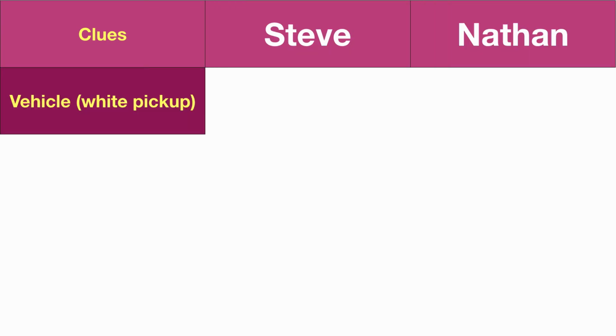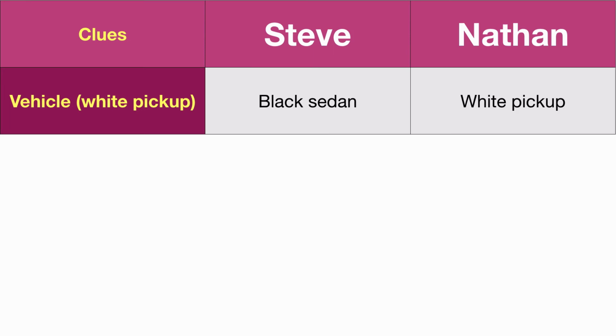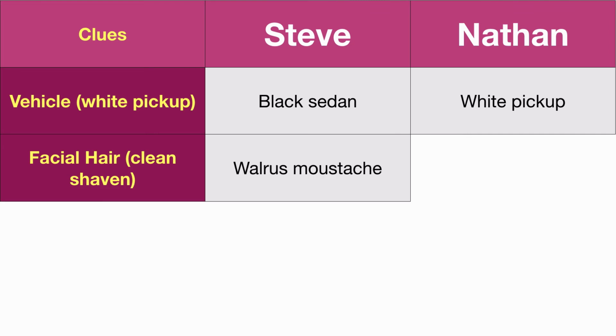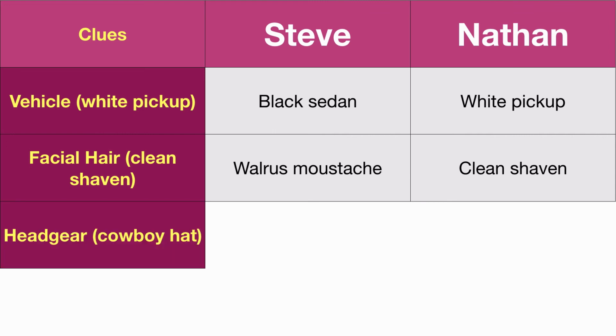Okay, so let's take a look at the vehicle. Well, Steve drives a black sedan, Nathan drives a white pickup truck. You could argue that Steve might have been driving a white pickup truck on the date of the bank robbery. So this one clue does not guarantee Nathan was the bank robber. Okay? Let's say facial hair. Well, Steve has a walrus mustache, whereas Nathan is clean-shaven. And again, maybe Steve used makeup to hide his mustache. Maybe he pasted his mustache down and used some makeup to cover it. Maybe he shaved off his mustache and then now is wearing a fake mustache. Okay, so maybe there was some fakery there.